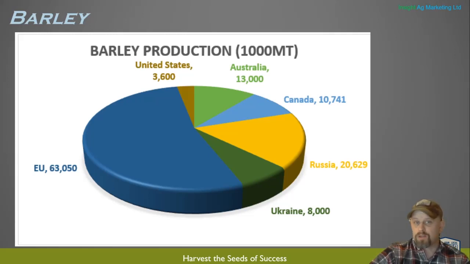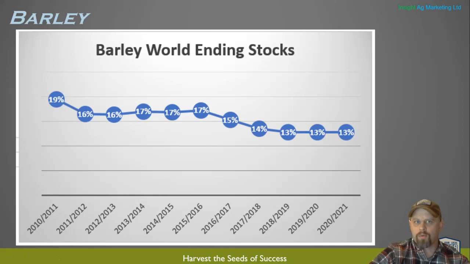And the EU, they're just huge producers, obviously, right? So let's just take a look at that. The United States, they produce hardly anything on the world scale, but they're corn producers, right? So barley world ending stocks, we've got to kind of look at this now all of a sudden. Obviously, it's been dropping. It's been going down, down, and down, probably because there hasn't been a lot of money in barley compared to the other crops. And this is what we're seeing.